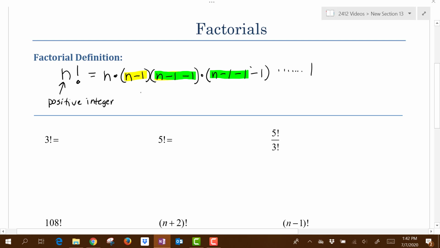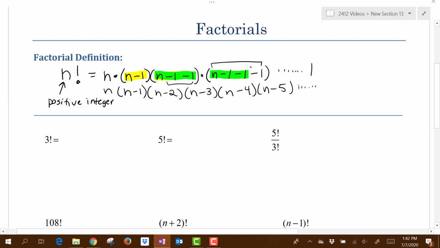So let's simplify this a little bit. It starts to look like n times 1 less than n times 1 less than n minus 1. Now if I combine those like terms, I get n minus 2. And if I combine all the like terms here, I get n minus 3. And if I keep going, I might get something like n minus 4, n minus 5. But I keep going all the way until I get to multiplication by 1, and then we stop.